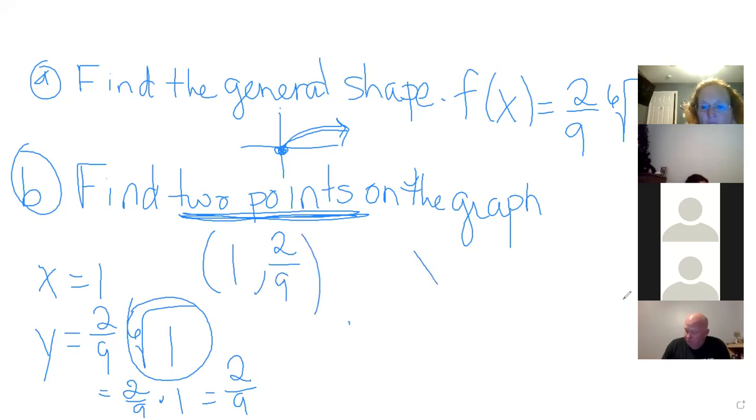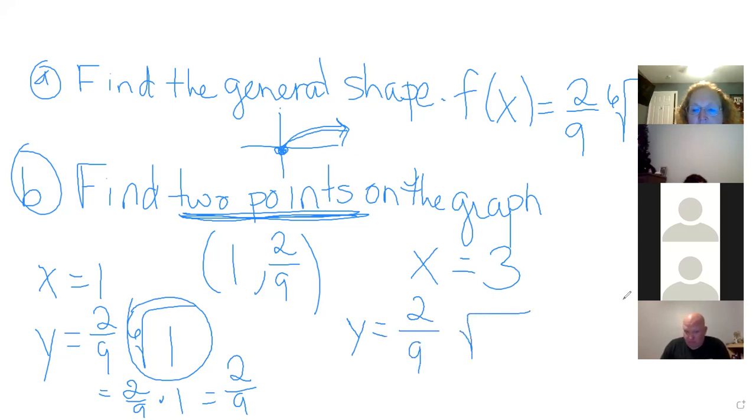But now let's come over here and let's do this. Now on the last one, we picked 2. So I want to pick 3 this time. Yes, you can pick 2, you can pick 4, I don't care. I want to pick 3 just so that we can do something a little different. And so y would be 2/9 times the 6th root of 3.